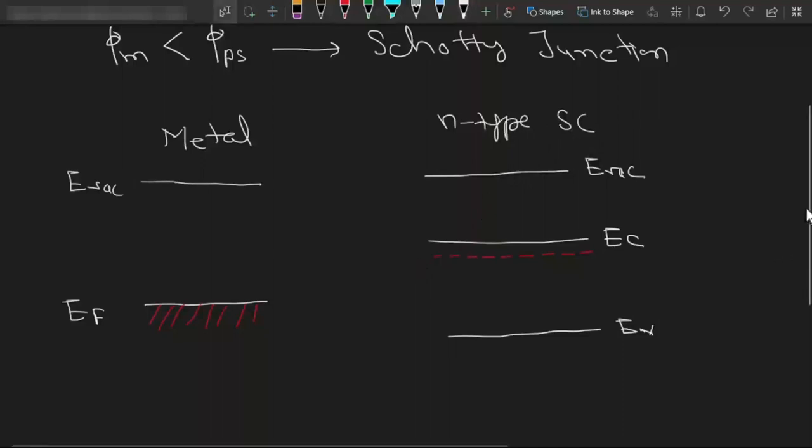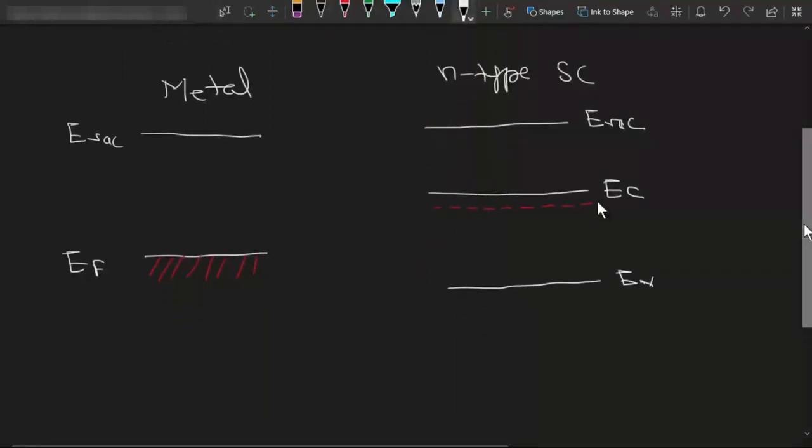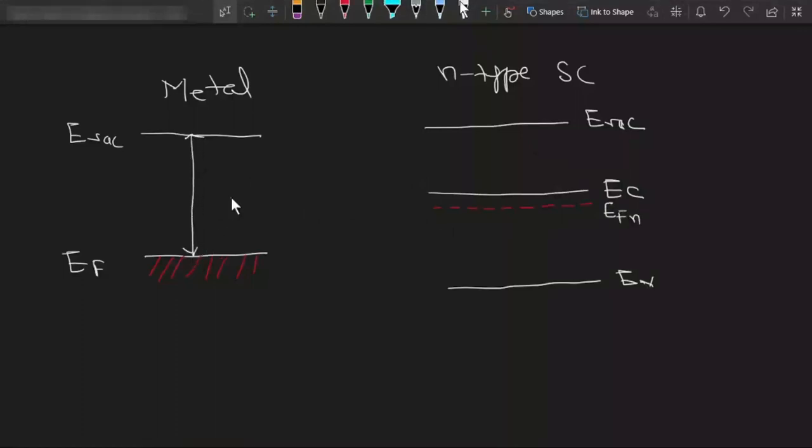Let me write this Fermi level as EFN. We know that this difference in the metal is known as the work function, that is the minimum energy required to remove the electron from its Fermi level. And in the semiconductor, this energy difference is known as electron affinity, and this energy difference is known as the work function, since it's an n-doped semiconductor, so we can write it as phi ns. Here we can see that the Fermi level of the semiconductor is above the Fermi level of the metal.